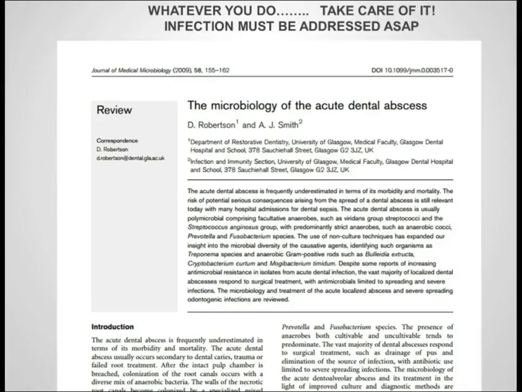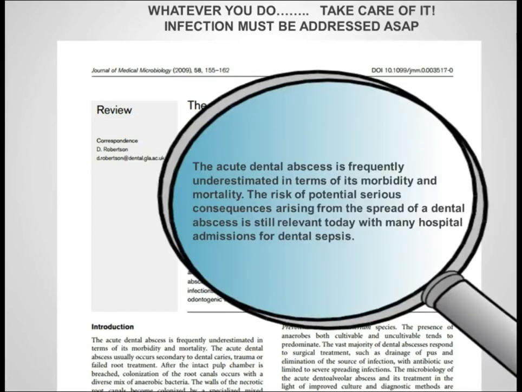Whatever you do, please take care of it one way or another. Tooth infections can be dangerous and even life-threatening if left to fester for too long. It's not something we want to mess around with.